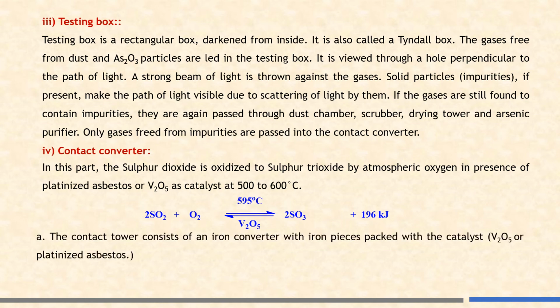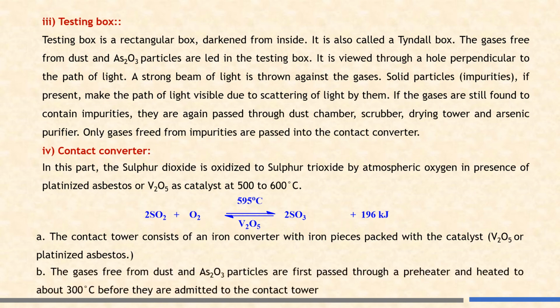A contact tower consists of an iron converter with iron pieces packed with a catalyst, that is V2O5 or platinized asbestos. The gases free from the dust and As2O3 particles are first passed through a preheater and heated to about 300 degrees Celsius before they are admitted to the contact tower. Heat exchanger and converter.